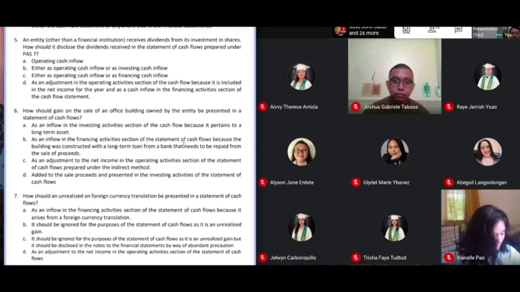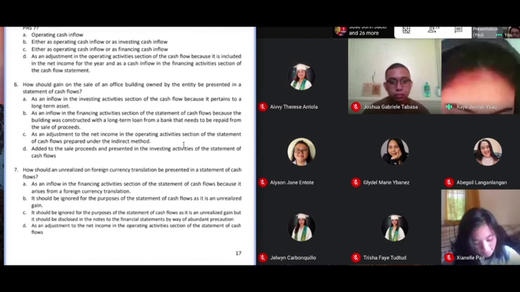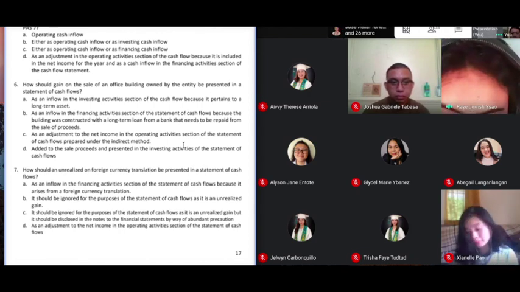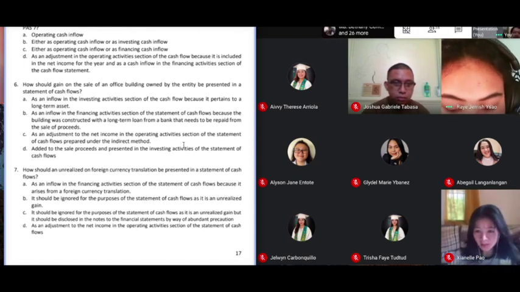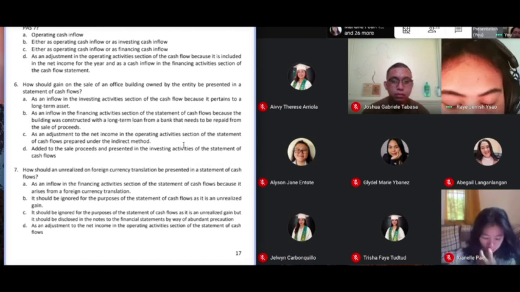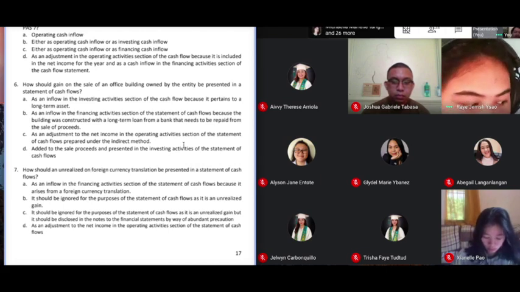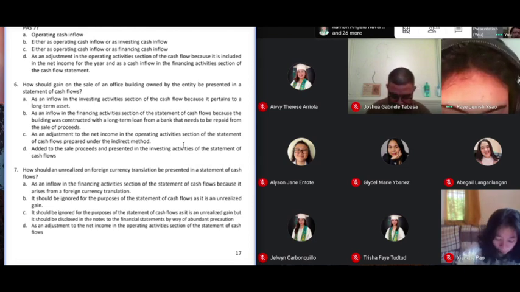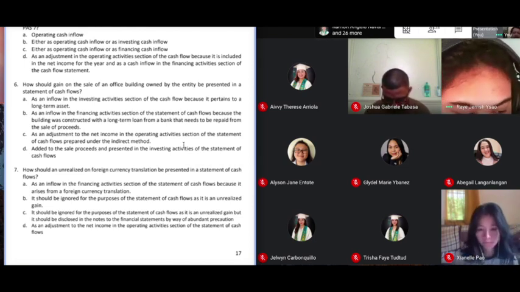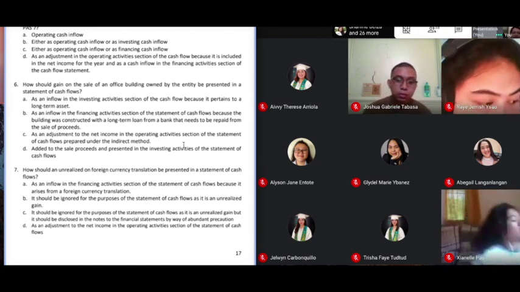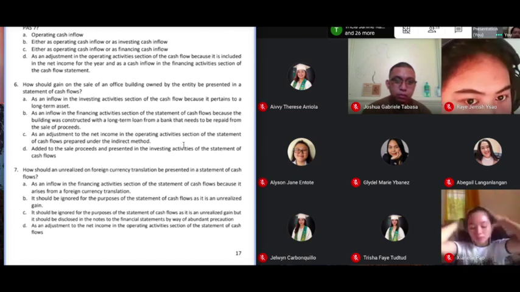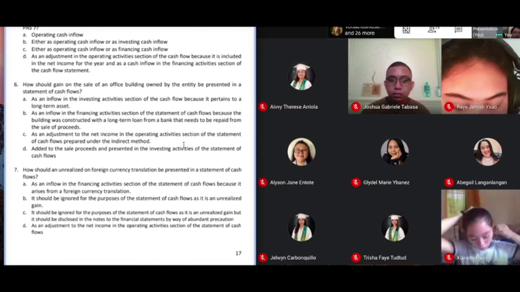Number 6. How should gain on the sale of an office building owned by the entity be presented in a statement of cash flows? Number 6 pertains only to the gain on the sale, not to the entire proceeds of the sale. So the answer for number 6 would be Charlie, class. If it's a gain or loss from the disposal of your long-term assets, it would be an adjustment on your net income. But it's understandable that you would not be able to get this right because this would actually involve preparation of the statement of cash flows already.